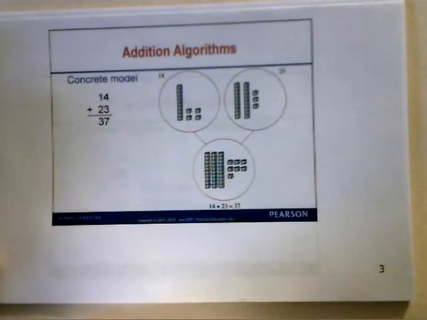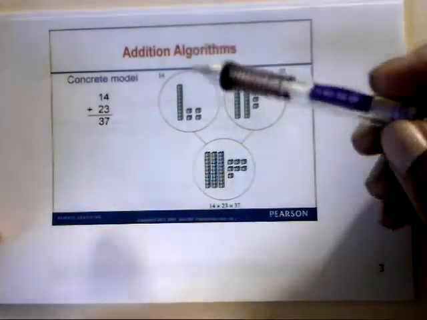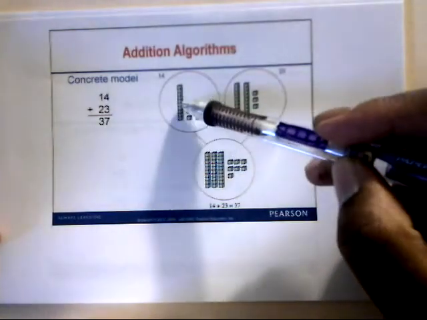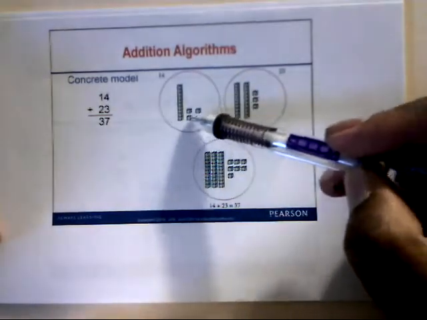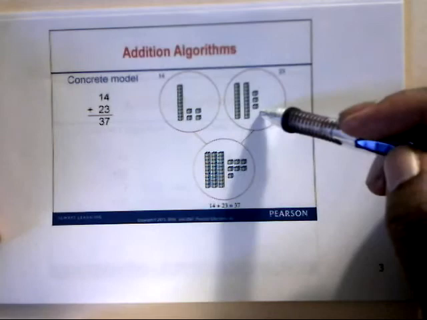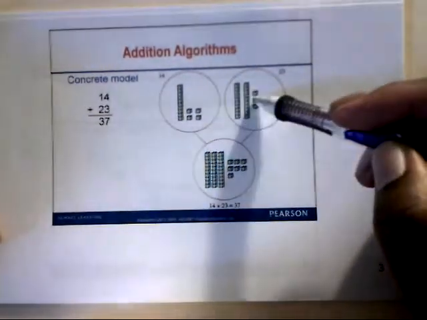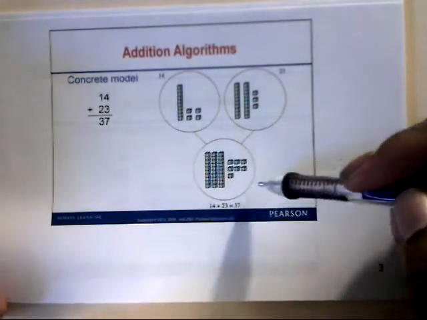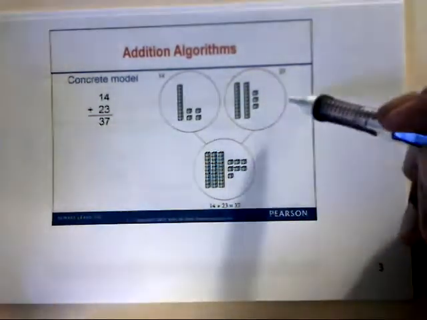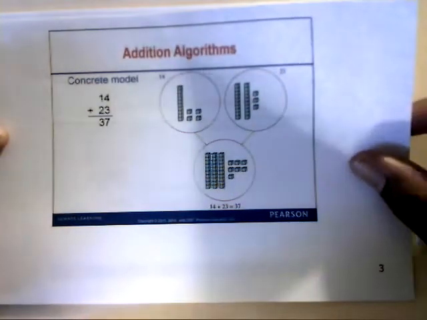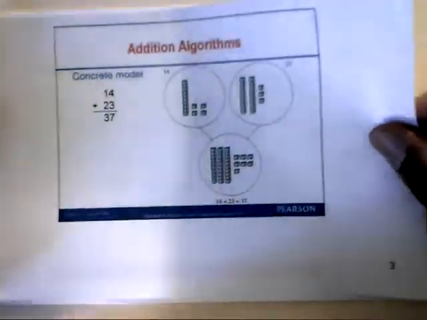Okay, let's look at the concrete model of adding algorithms. Here we have 14 plus 23. A concrete model is just using the base 10 blocks. In this case, 14 can be represented by one long and 4 unit cubes. 23 would be 2 longs and 3 unit cubes. If we combine these two together, we'll get 3 longs and 7 unit cubes. That represents the number 37. So here 14 plus 23 gives you 37. Okay, so this is what the concrete model looks like using base 10 blocks.